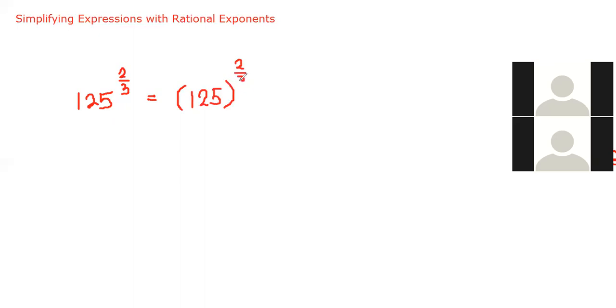Pwede namang hindi nyo na i-group kung hindi na kayo nalilito. So, meron tayong 125 raised to 2 over 3. Then, ang 125, gagawin ko siyang base. Yung target ko, yung 3 ay mapalabas ko as an exponent sa 125. So, 125 is equal to x raised to 3. Anong number kaya na kapag ni-raise natin sa 3 is 125 ang sagot? 5 po. Dahil ang 5 times 5 is 25, times 5 is 125. So, 5 raised to 3 raised to 2 over 3.